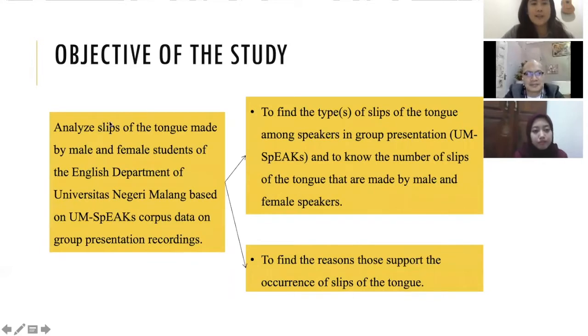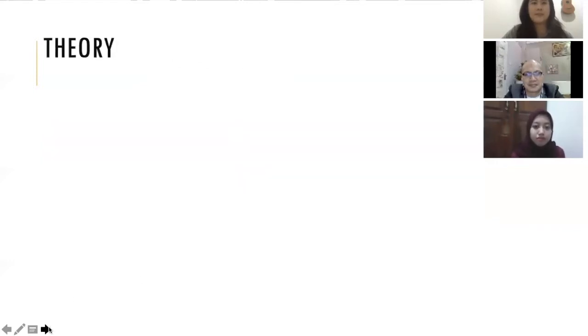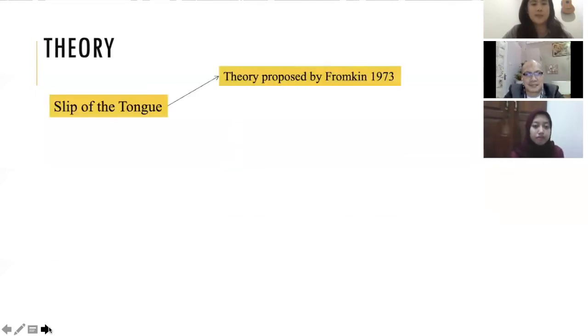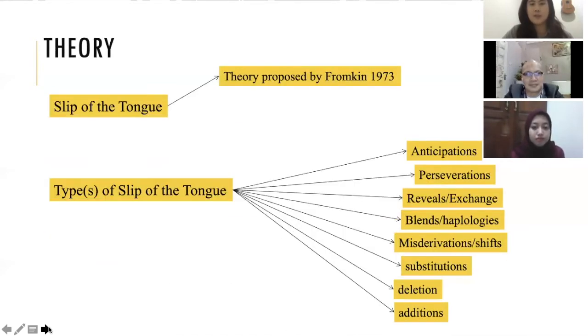We are analyzing slips of the tongue made by male and female students of the English department of our university, Universitas Negeri Malang, and we base it on corpus data, UM-SpEAKs. And we also would like to find the types of slips of the tongue among the speakers, and also finding reasons that can support the occurrence of slips of the tongue. And the theory that we are going to use is a theory proposed by Fromkin in 1973, and it covers several types of slip of the tongue, including these ones.